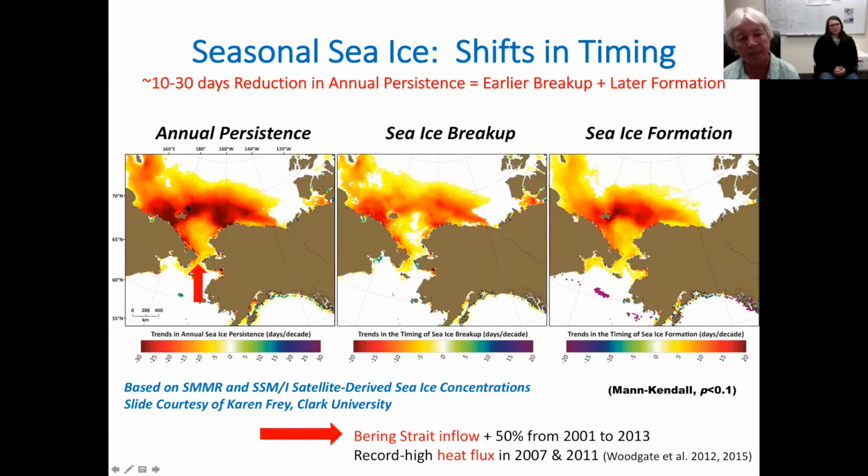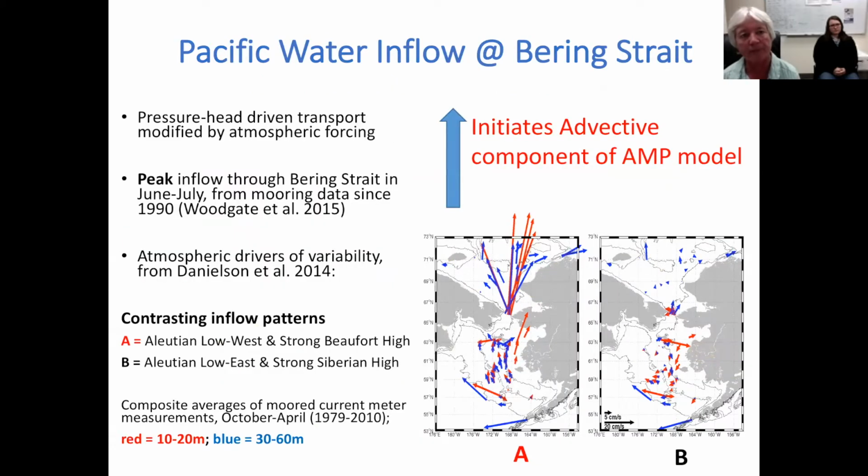From the moorings in Bering Strait, Rebecca Woodgate has demonstrated for us that we have a greater inflow since 2001, up to 50% more water basically rushing through Bering Strait, and that has resulted in more heat and more fresh water in the system. So we have a very different system at this point.